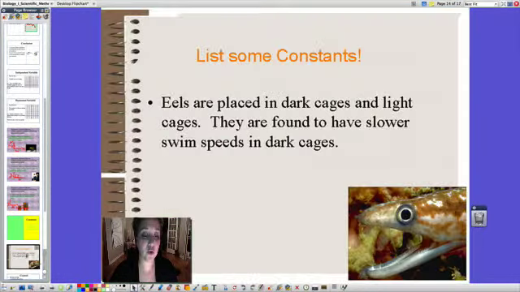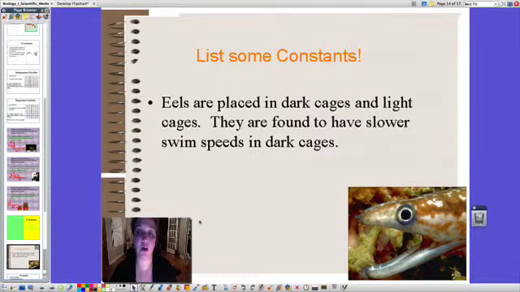Okay. During a lab, you have these things that are called constants. And they're variables that remain the same in each of the experiment. A constant is something that is constant. It doesn't change. It doesn't move. Let's see if we can come up with some constants.